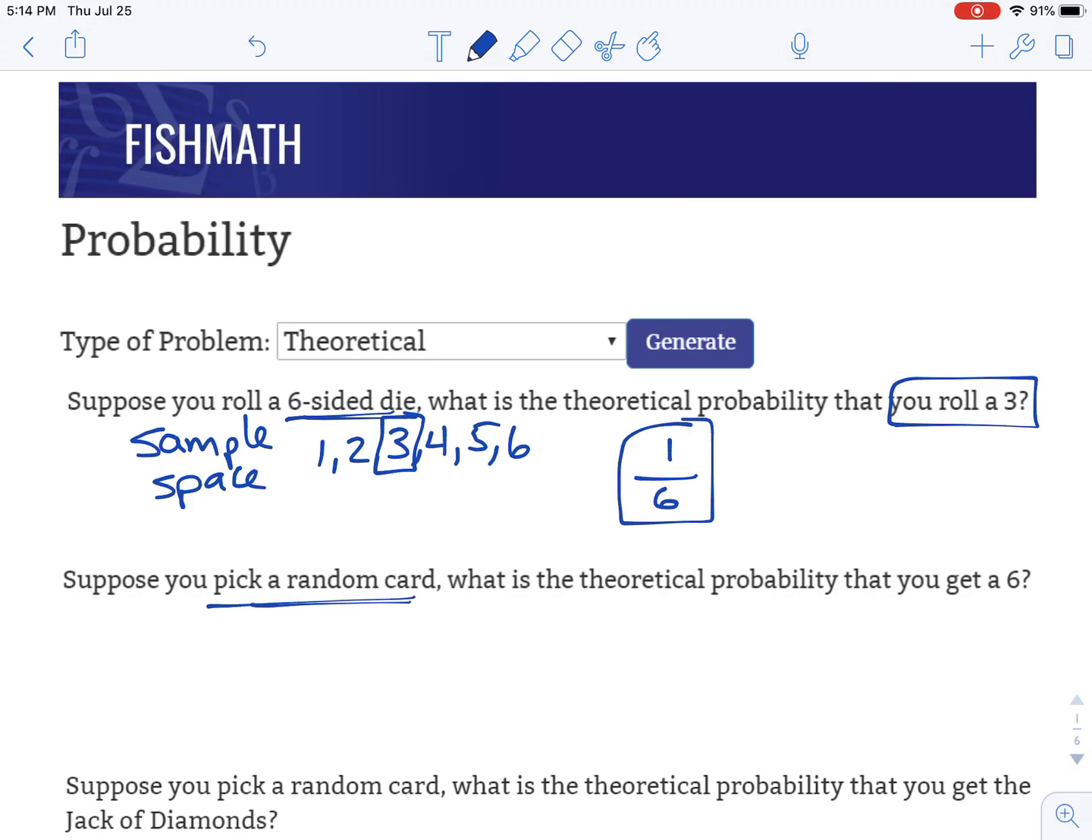For the next one here, we're picking a random card. For any standard deck, there's 52 cards, 4 different suits and 13 cards of each suit. So getting a 6, well, there's actually 4 6s in the 52 card deck. So our probability would be 4 out of 52 because there's one 6 for each suit in the 52 cards total. You could, of course, simplify this down to 1 out of 13. Either way, they're just equivalent forms.